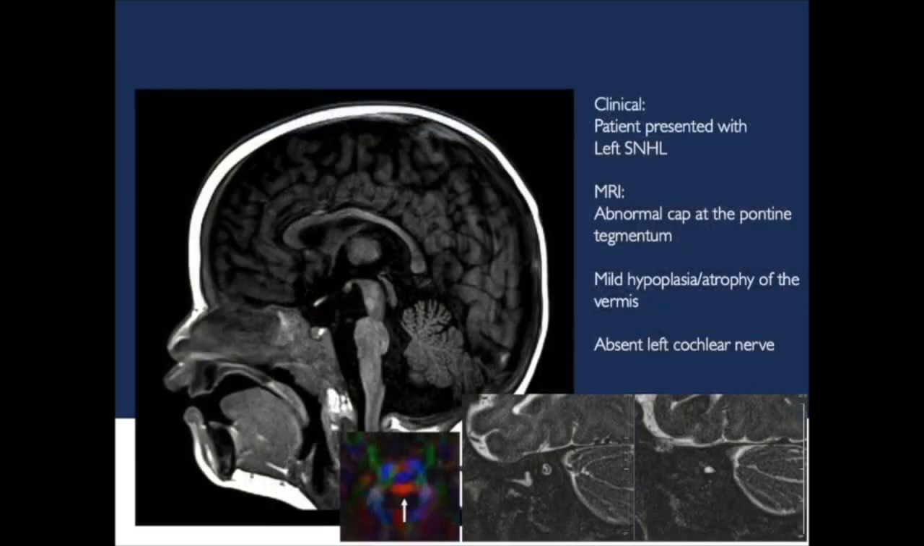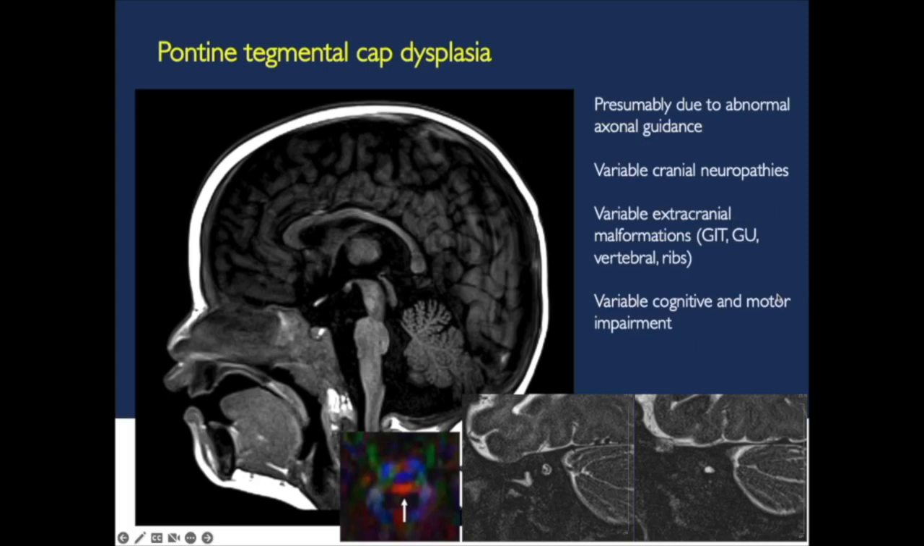Moving on to the opposite pattern of the brainstem abnormality. Here, instead of having a concave pons, we have this weird-looking cap, and it's actually formed from transversely organized fibers. So these are fibers that have formed in a wrong position. This patient presented with left-sided sensorineural hearing loss, and you can also see there's mild atrophy of the vermis as well. As you all probably know, this is pontine tegmental cap dysplasia, and this is one of the conditions where we presume that there's a gene causing it, or possibly even multiple genes, and it's probably due to abnormal axonal guidance, but we haven't really found the gene yet.